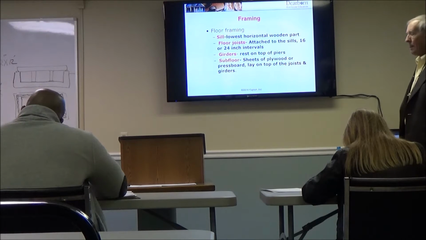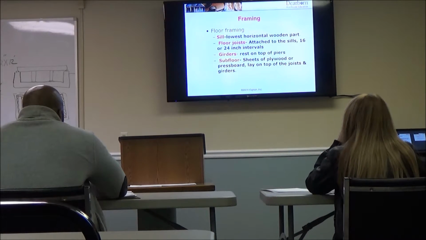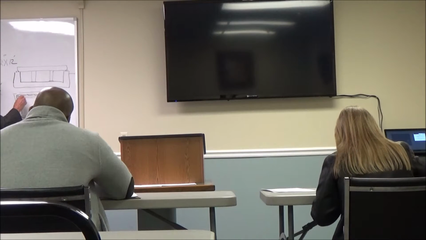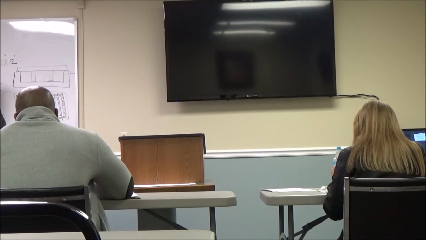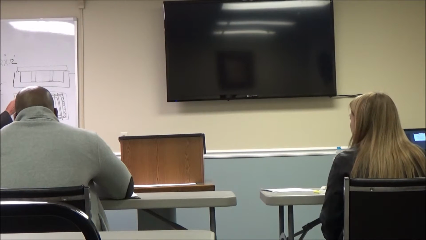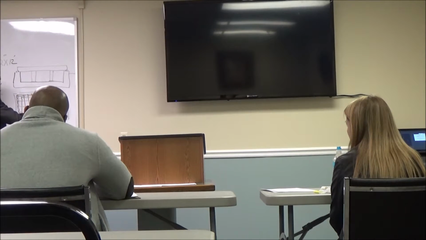Subfloor. Sheets of plywood or pressboard lay on top of the joists and girders. Now look up here, I'm going to show you what that looks like. Here we are. Here's all our floor joists, 16 to 24 inches apart, depends on what we're building, correct? Now they're going to bring in sheets of plywood, pressboard, sheathing, and they're going to start laying them down. Now you have a flat, smooth floor. Make sense?